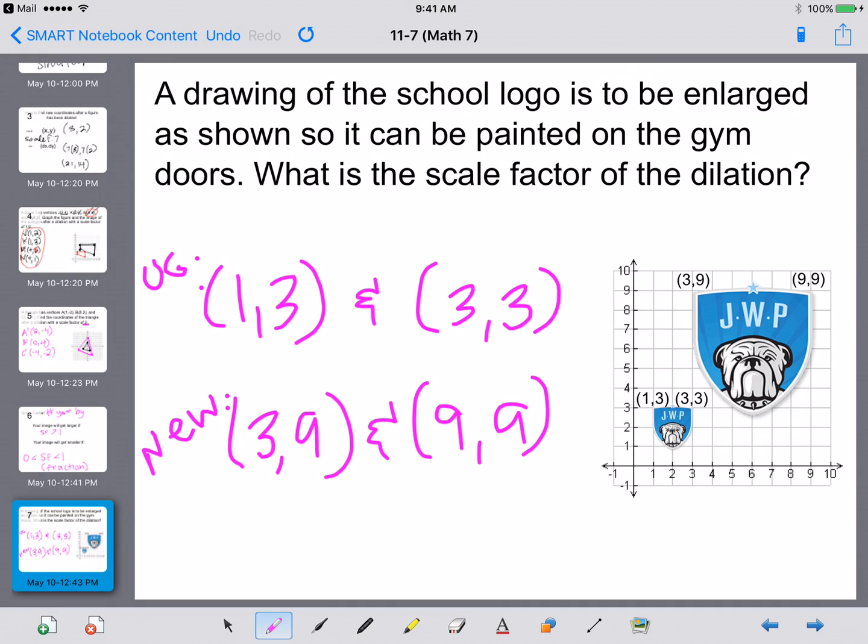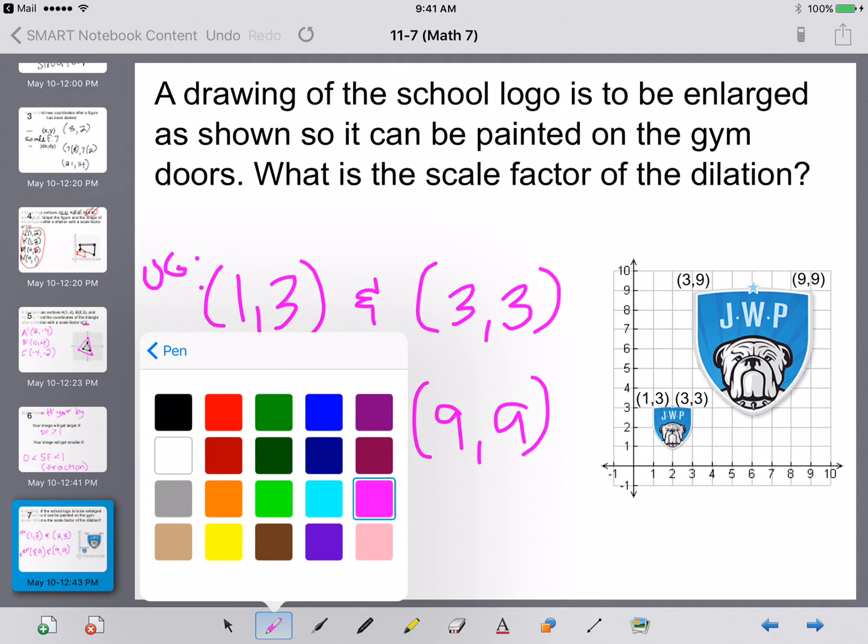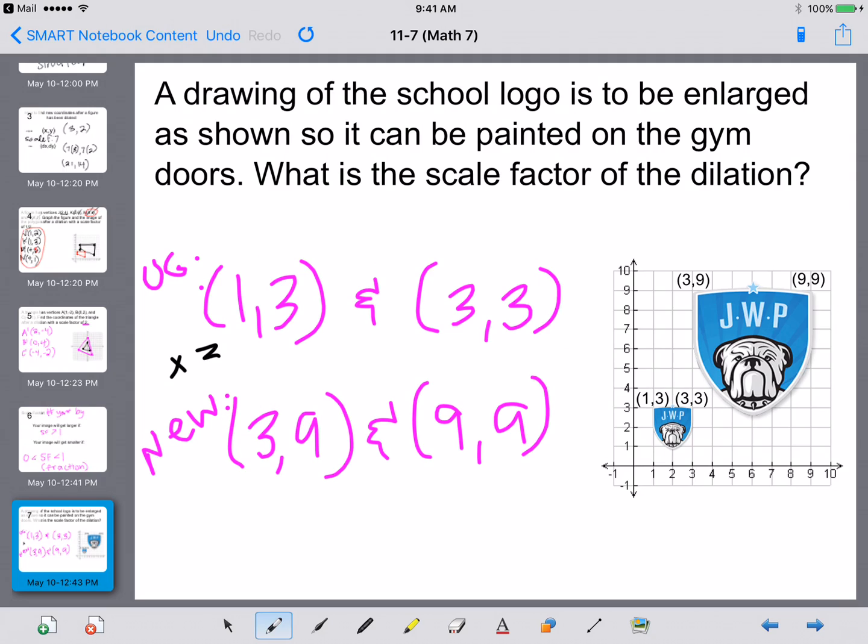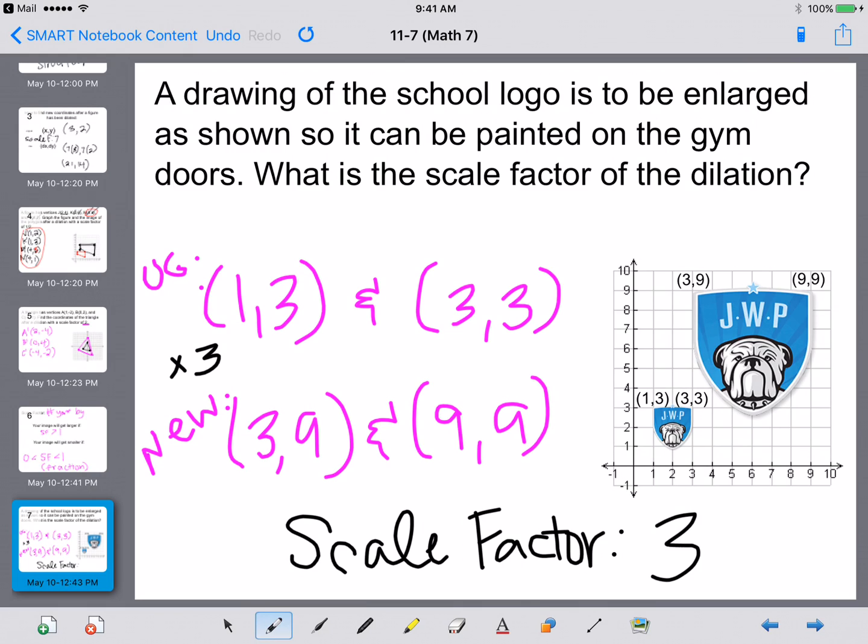So we need to figure out what is being multiplied to our original to get our new. So I know 1 times 3 is 3, right? We can all agree that that is an accurate statement. So let's test and see if that works for everything. 3 times 3 is 9. Sweet. And it's 3's all across the board. So our scale factor here is 3. You are ready to go ahead and work on your assignment.